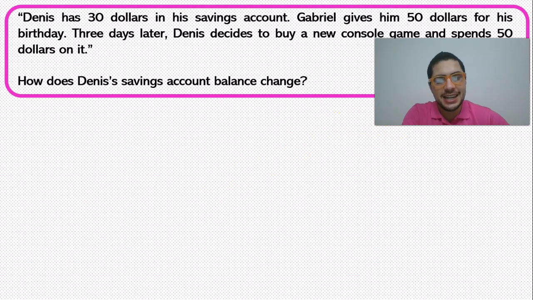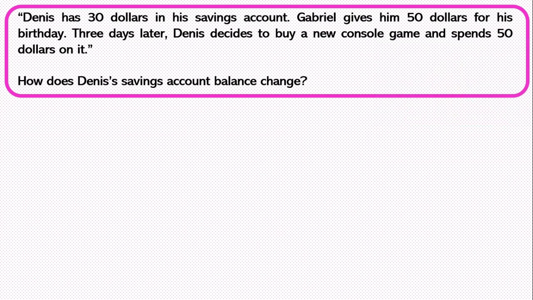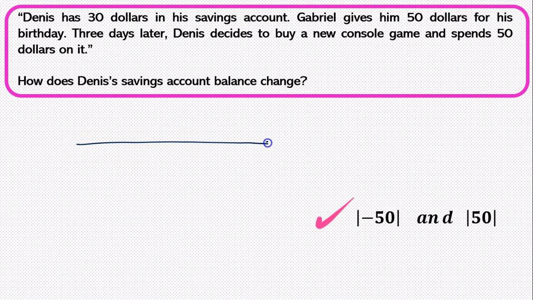So this problem is about Dennis. Dennis has $30 in his savings account. Gabriel gives him $50 for his birthday. 3 days later, Dennis decides to buy a new console game and spends $50 on it. Wow. How does Dennis' savings account balance change? Okay, so again, we have the same thing with the absolute value here. We have Dennis.